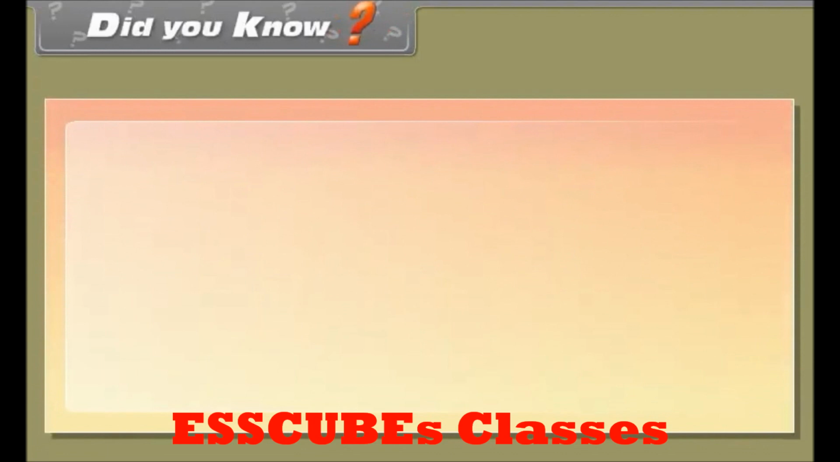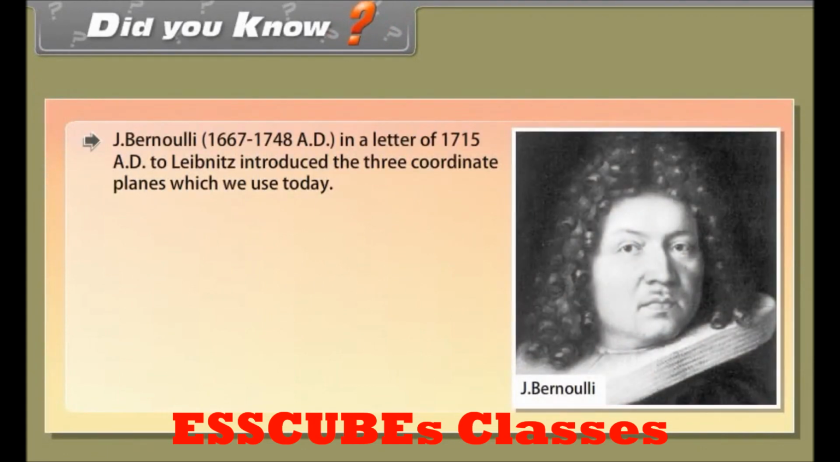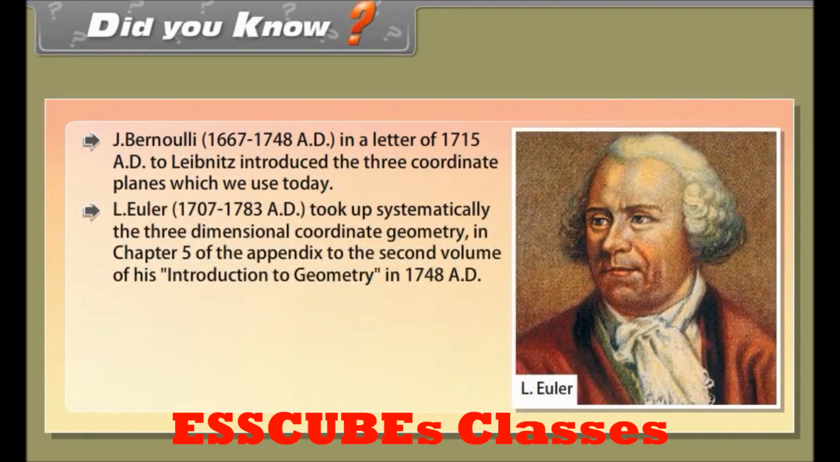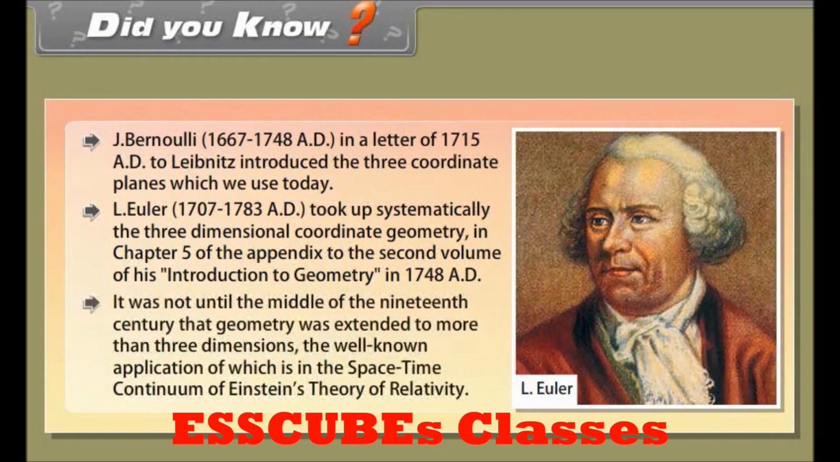Did you know? J. Bernoulli, in a letter of 1715 AD to Leibniz, introduced the three coordinate planes which we use today. L. Euler took up systematically the three-dimensional coordinate geometry in Chapter 5 of the appendix to the second volume of his Introduction to Geometry in 1748 AD. It was not until the middle of the 19th century that geometry was extended to more than 3 dimensions, the well-known application of which is in the space-time continuum of Einstein's theory of relativity.